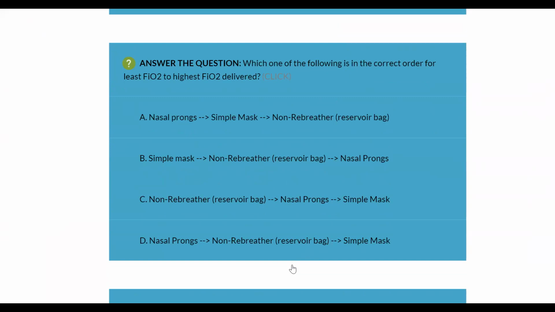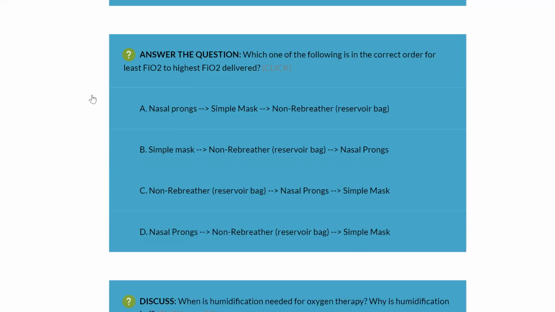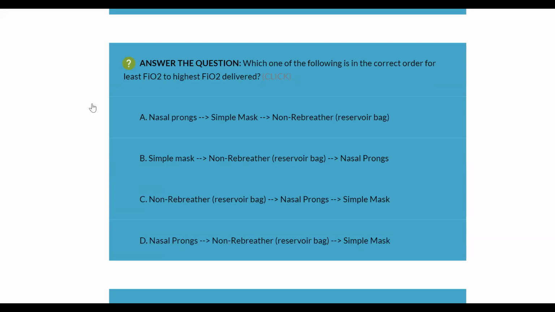So, what is the correct answer, starting from the device which is giving less oxygen to the device which is giving higher FiO2? This is a straightforward question. We agree with the one who, most of the people got the correct answer, which is A. Let's continue to the next question.